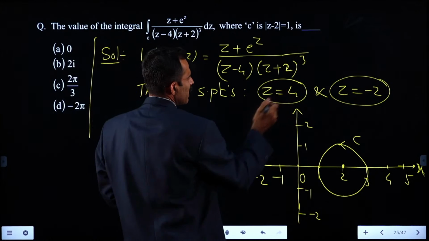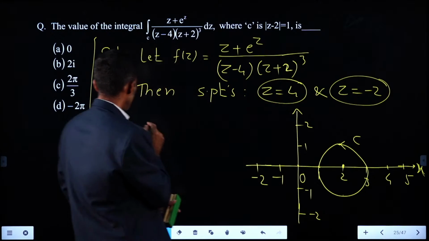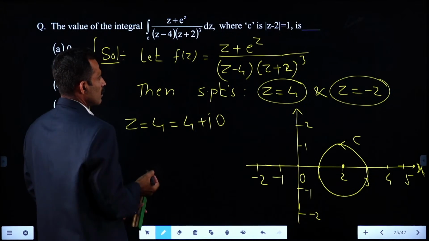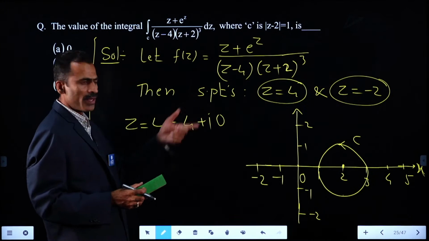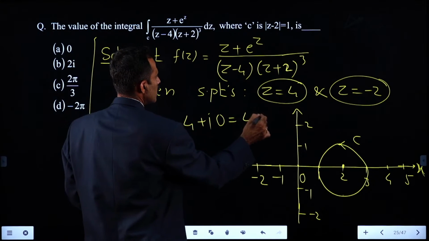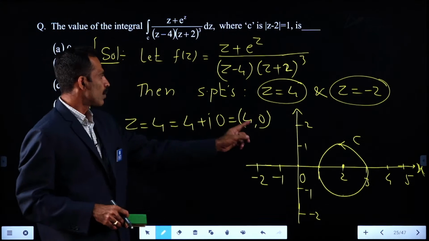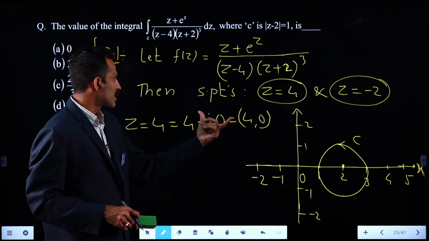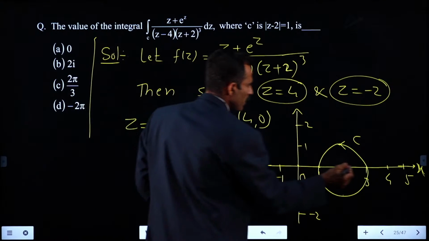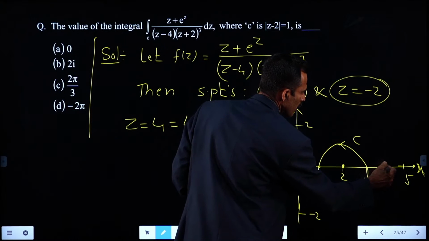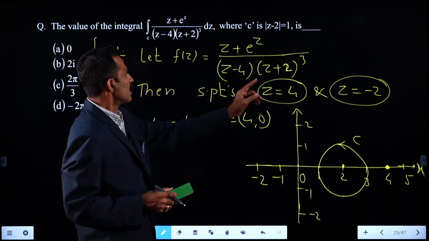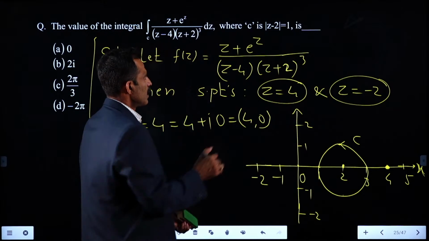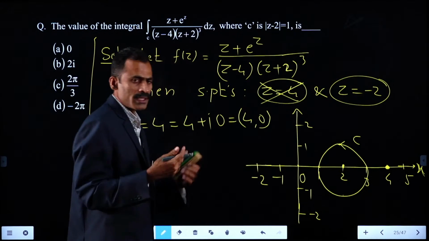Now let us take the first singular point, 4. Z equal to 4. We can write z equal to 4 as 4 plus i0, just like x plus iy, or we can write this as 4 comma 0. Y coordinate is 0, so this point lies on the x-axis. But here the x coordinate is positive, so this lies on the positive x-axis only. On the positive x-axis, we can find this point 4 comma 0. This is the point. So the first singular point is lying outside the region or outside the closed curve only.